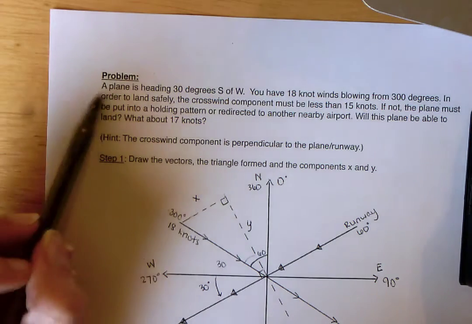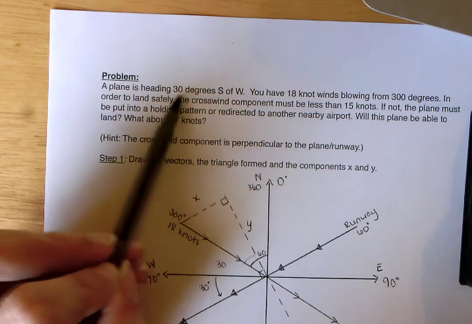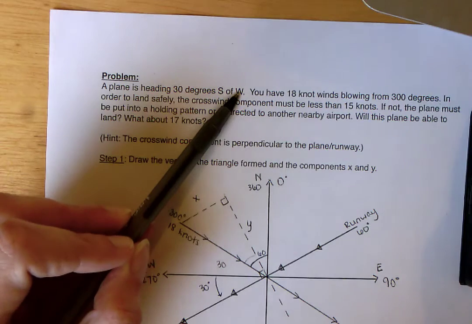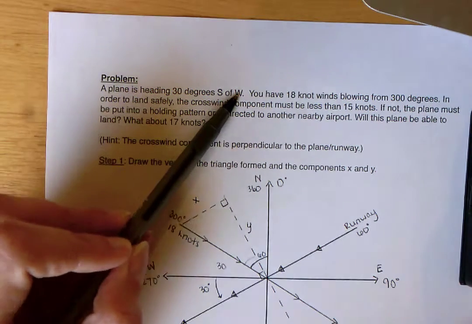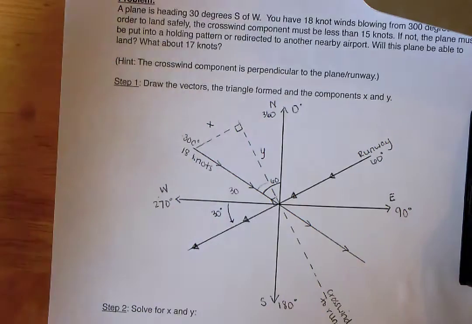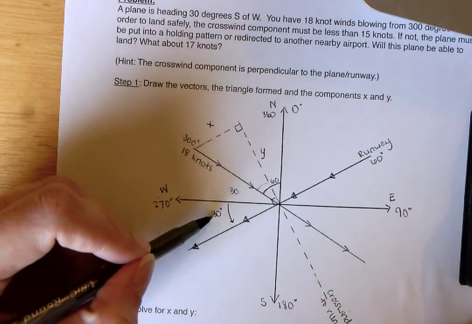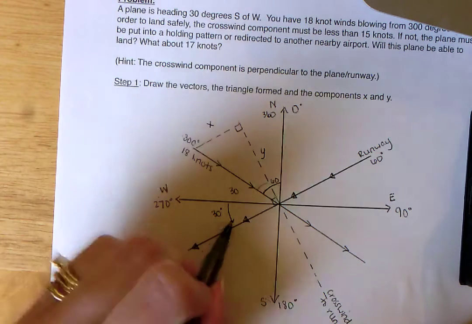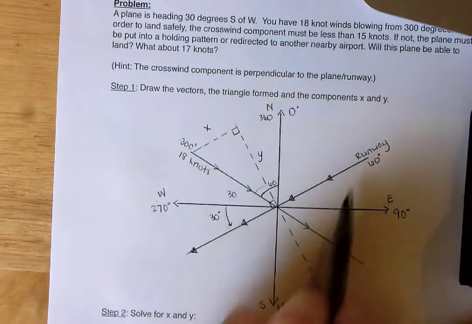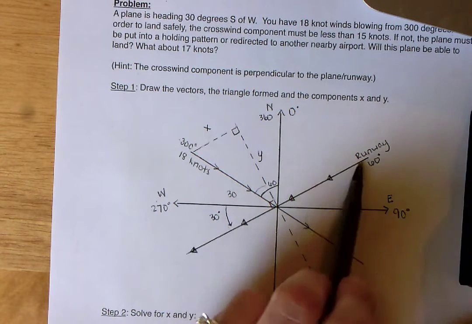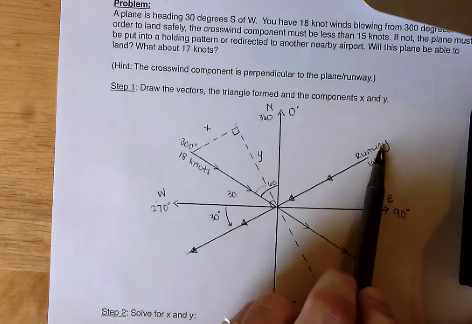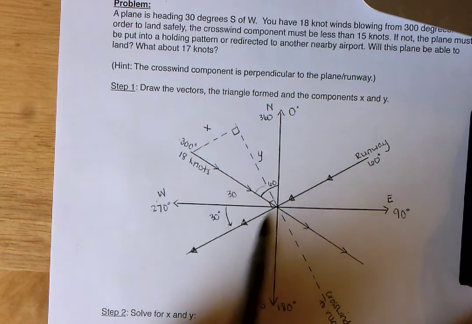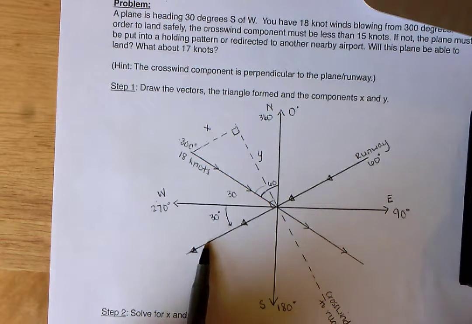So here's our problem. A plane is heading 30 degrees south of west, okay? Now initially on this, I did not have this, but I had to go back and look at a video here, but this is where I drew. If you look west, 30 degrees south of that would be this runway, or where the plane's heading, okay? So the plane is over here, and it's heading this direction, 30 degrees south of west, and it's going to land on the runway, okay?